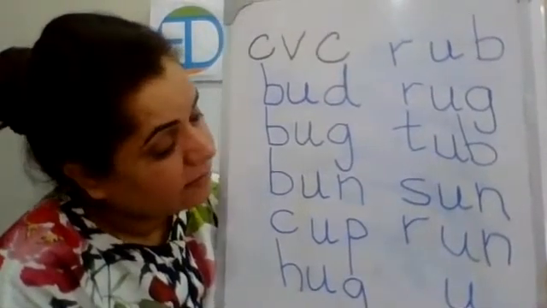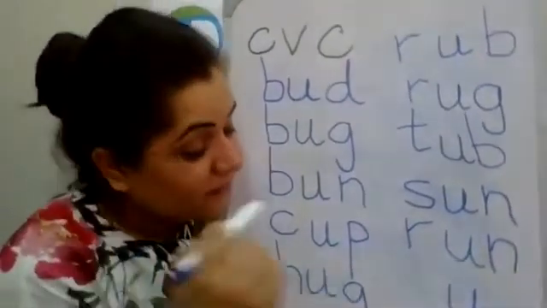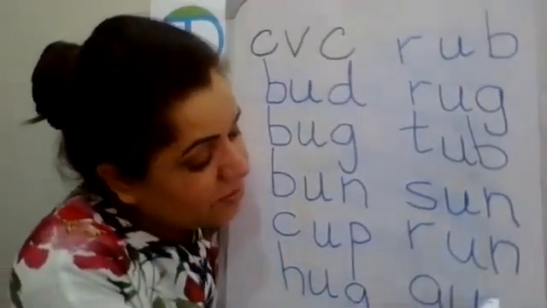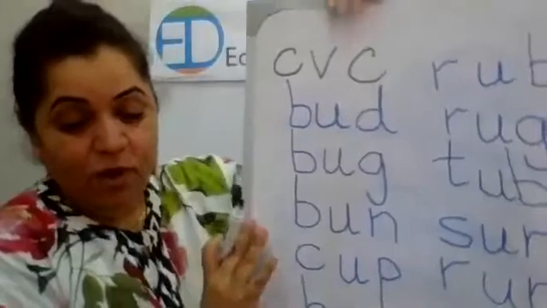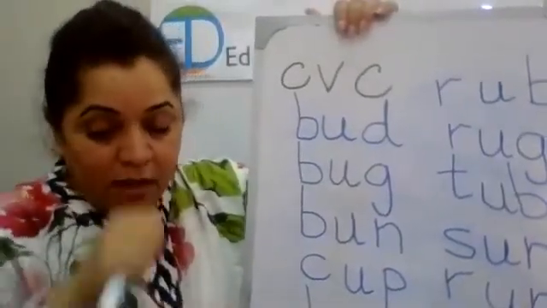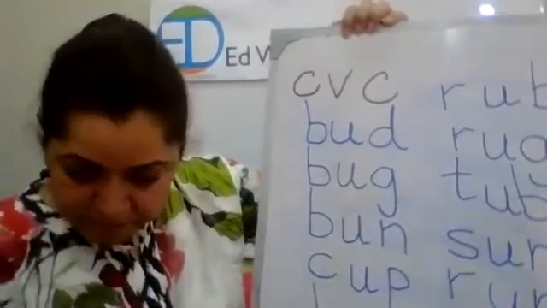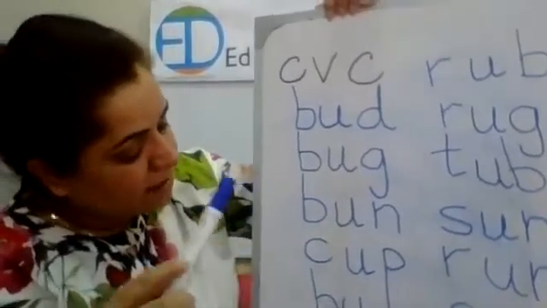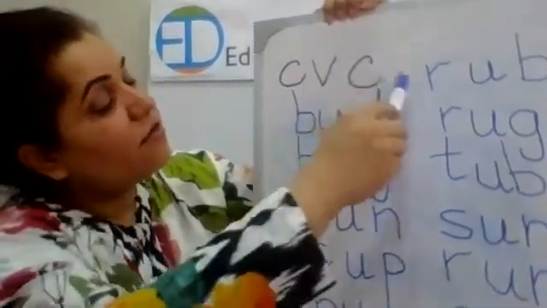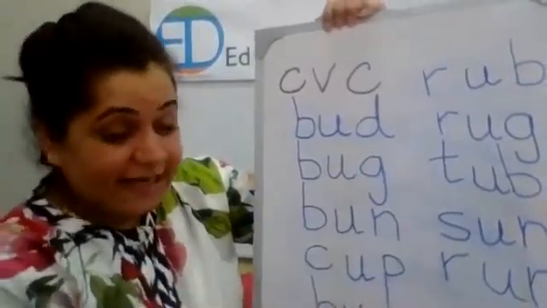Another. Something you eat and you blow the balloons with. Yeah, G-U-M. Gum. Oh, wow. Let's see how many we have made. There are even more, but we have made some of them. Right? Now we have bud, bug, bun, cup, hug, rub, rug, tub, sun, run, and gum.